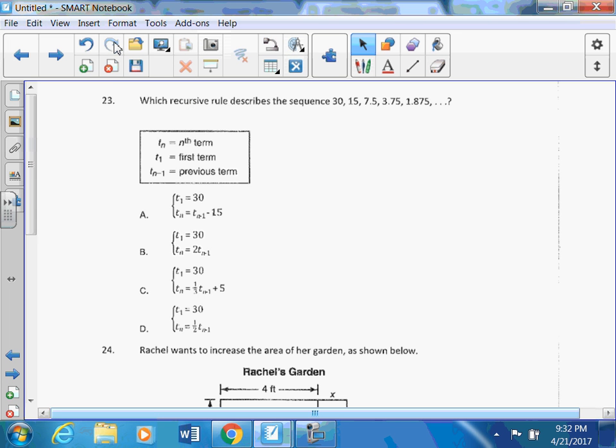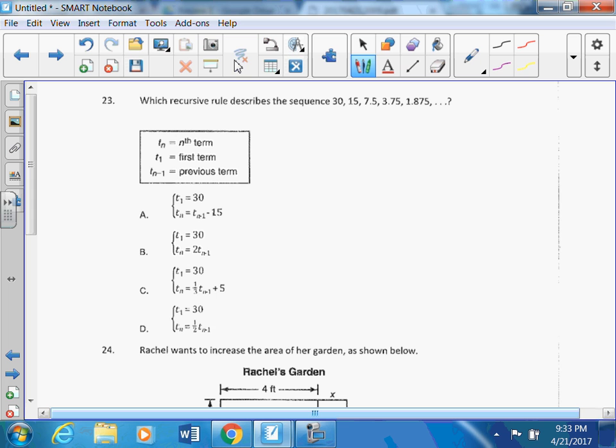All right, so here we have a sequence, and we're going from 30 to 15 to 7.5 to 3.75, and right away I'm starting to think that we're dividing by 2 each time. But I don't see anything there that might indicate that. Well, I see something here timesing by half, so maybe that's it. But let's determine what all of this means.